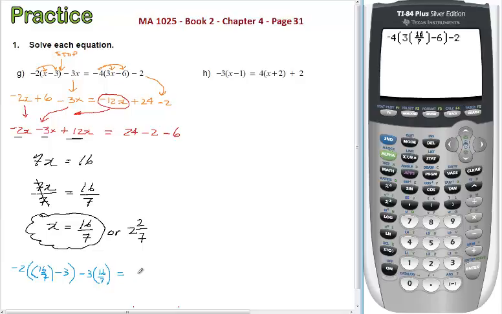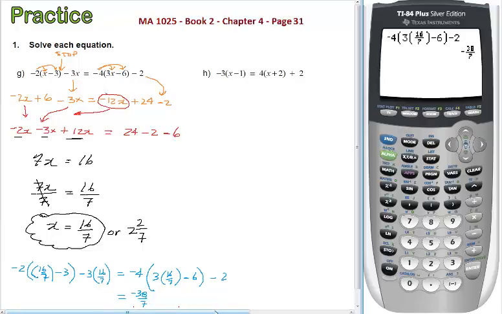On the right hand side I get negative 4, open bracket, 3 times 16 over 7, minus 6, close the bracket, minus 2. Now, I'm going to do that in my calculator. So over here in the calculator, you'll see I have the right-hand side put in already. Negative 4, 3 times 16 over 7 minus 6 minus 2. And when I hit enter, I get negative 38 over 7. So the right-hand side comes out to negative 38 over 7.